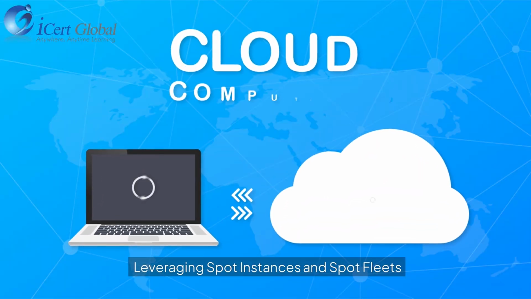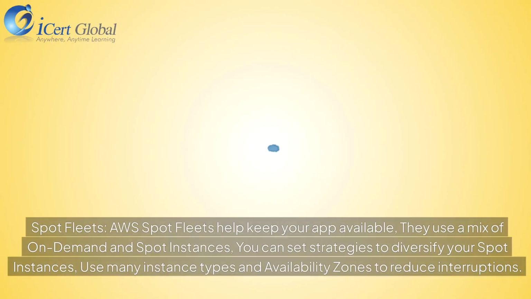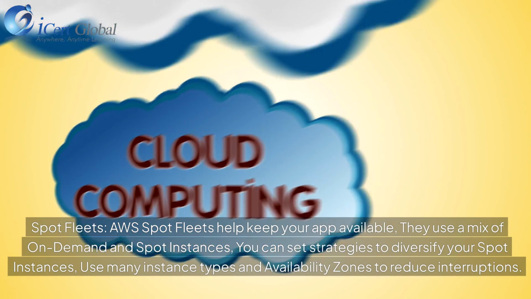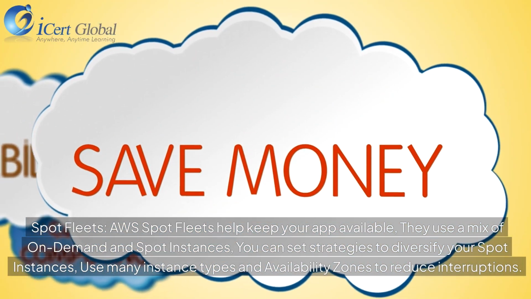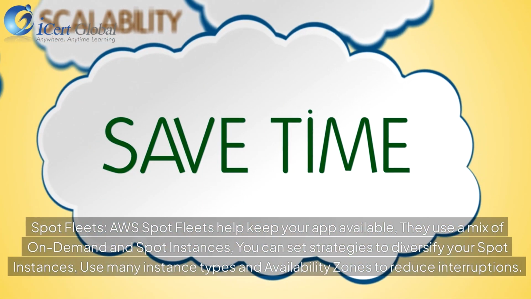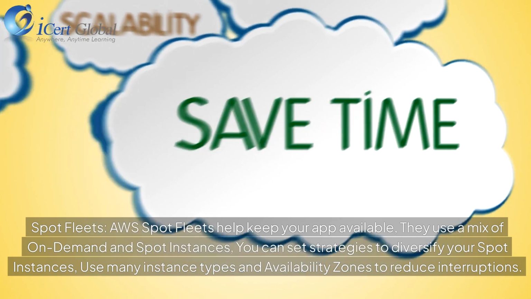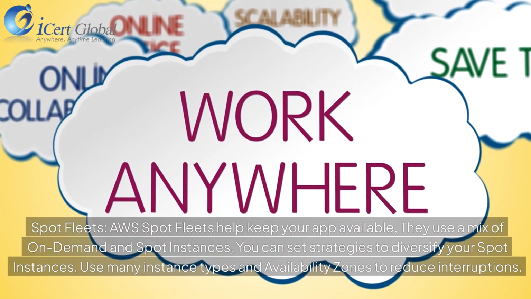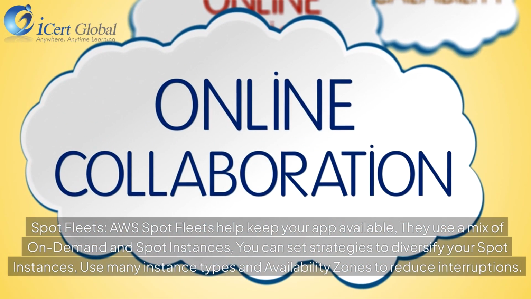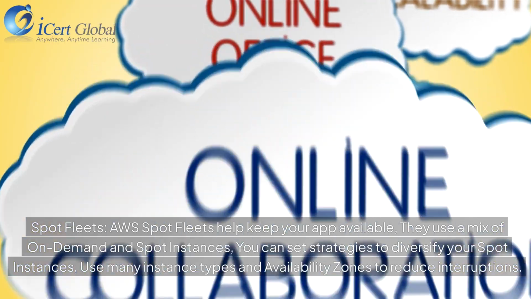Leveraging spot instances and spot fleets. AWS spot fleets help keep your app available. They use a mix of on-demand and spot instances. You can set strategies to diversify your spot instances. Use many instance types and availability zones to reduce interruptions.